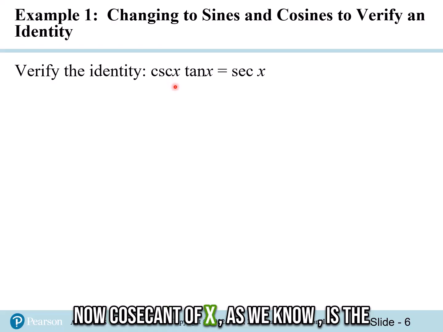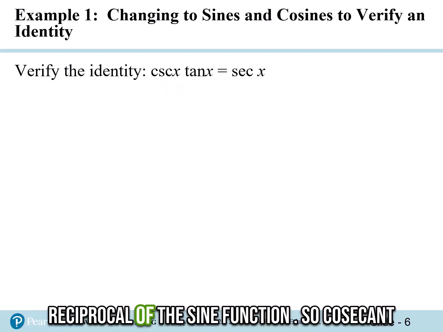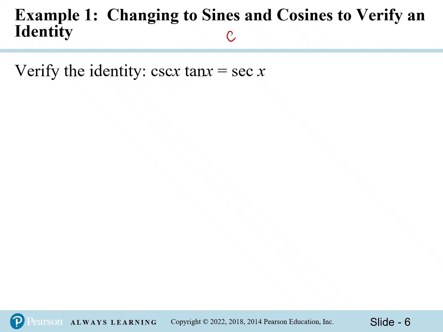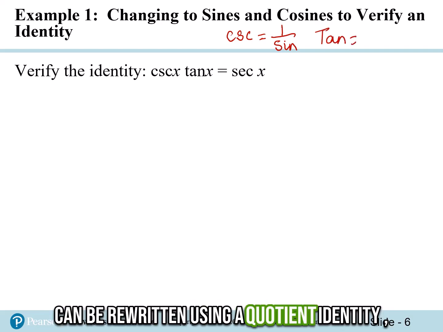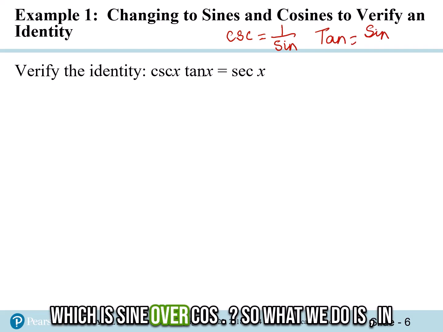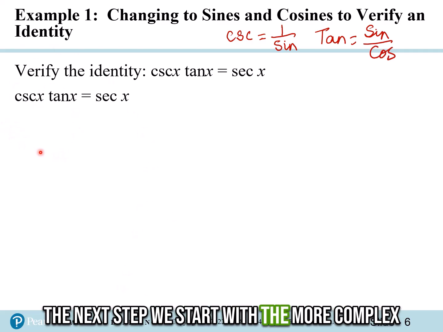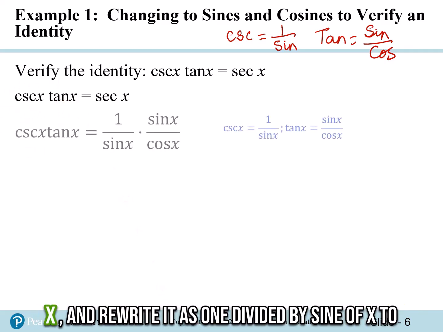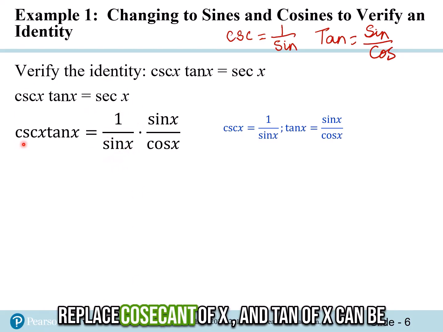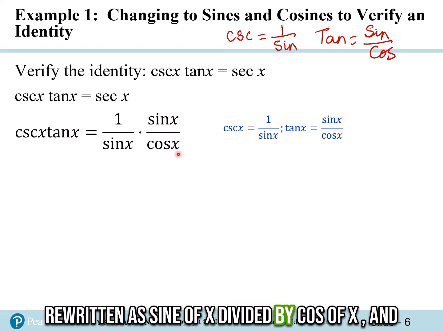Now, cosecant of x, as we know, is the reciprocal of the sine function. So cosecant can be rewritten as 1 divided by sine, and tan can be rewritten using a quotient identity, which is sine over cos. So in the next step, we start with the more complex expression, which is cosecant of x times tan of x, and rewrite it as 1 divided by sine of x to replace cosecant of x, and tan of x can be rewritten as sine of x divided by cos of x.